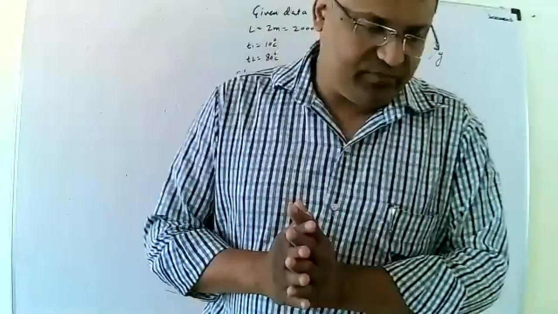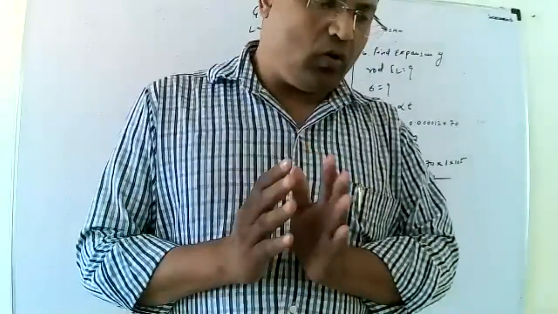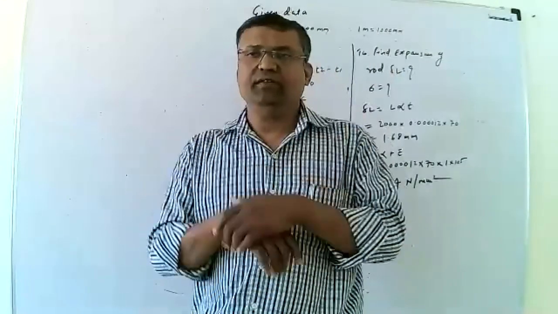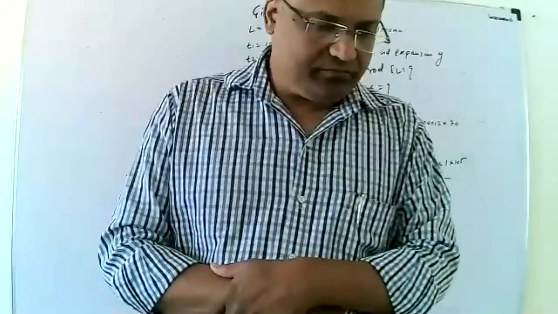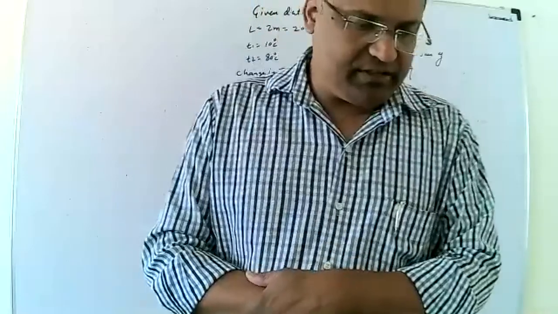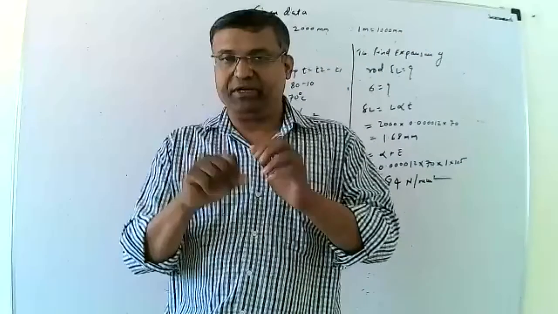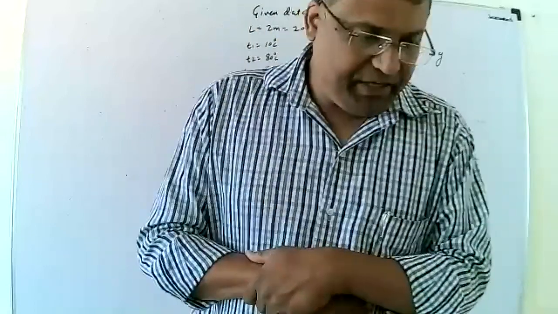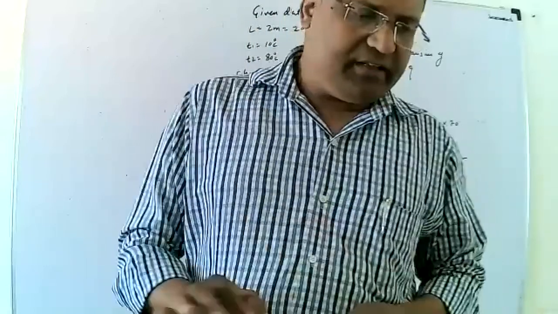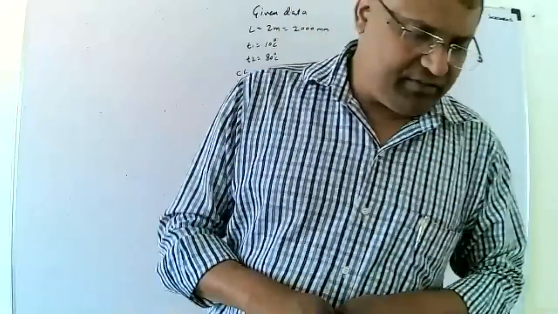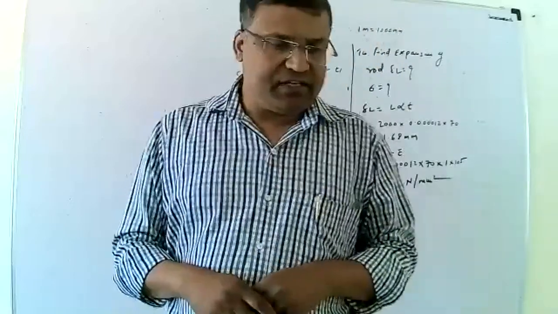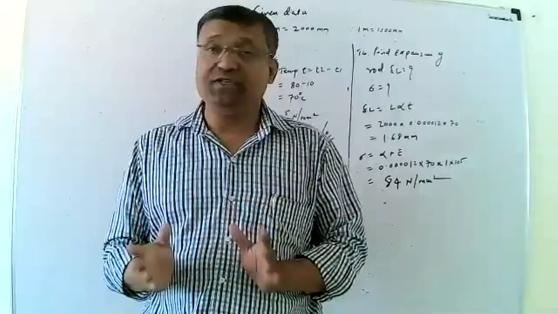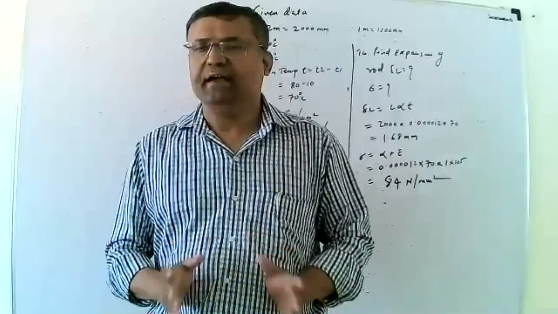A steel rod, 15 meters long, is at a temperature of 15 degrees Celsius. Steel rod is given, then temperature is 15 degrees Celsius. Initial temperature is represented by T1, that is 15 degrees Celsius. Find the expansion of the length when the temperature is raised to 65 degrees Celsius. This final temperature, that is T2, is given as 65 degrees Celsius.